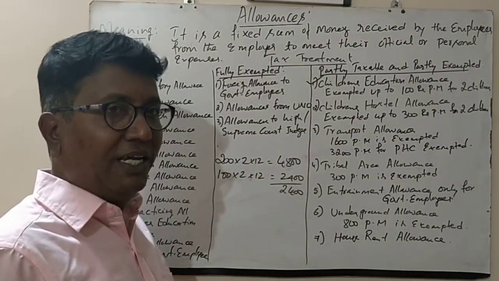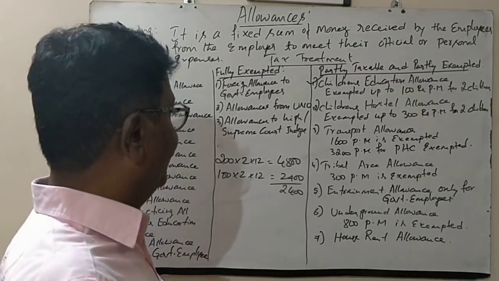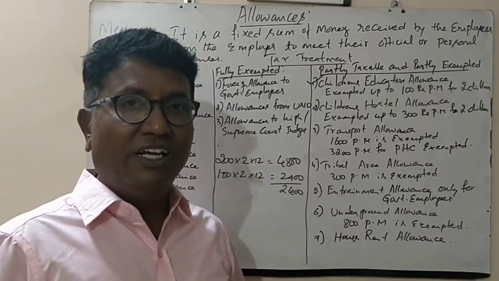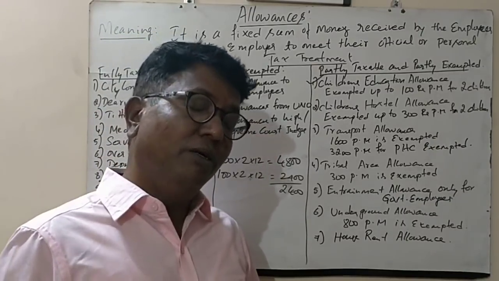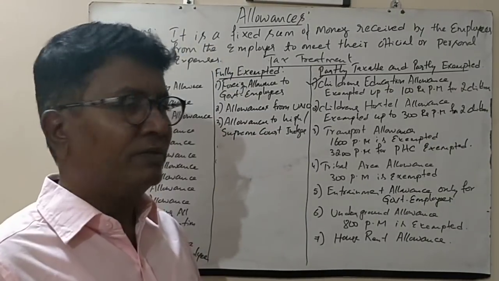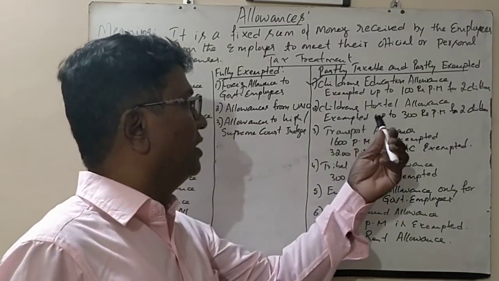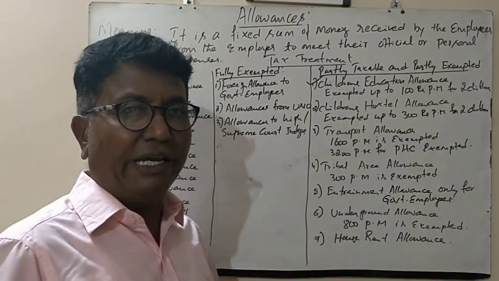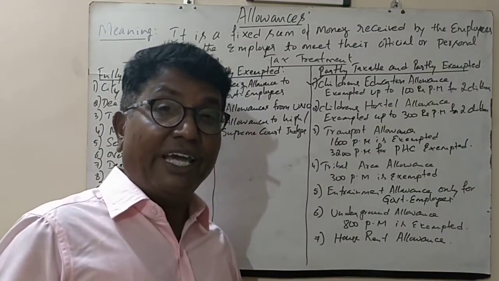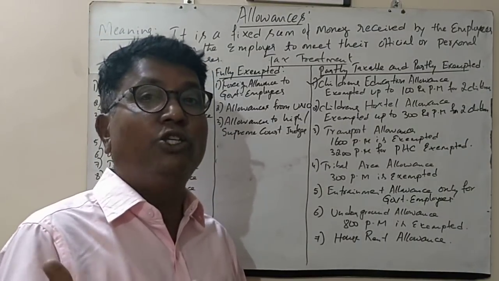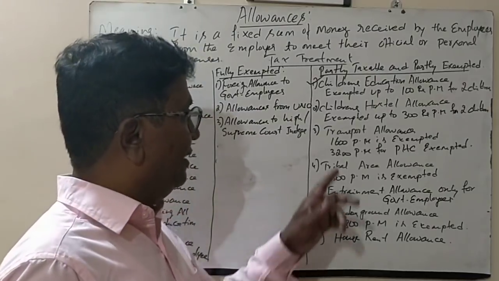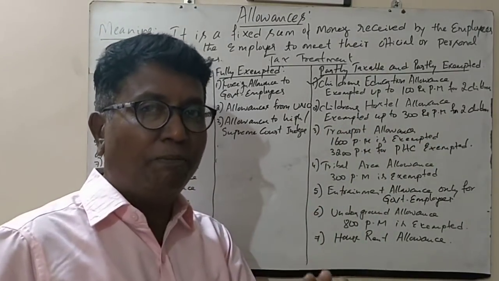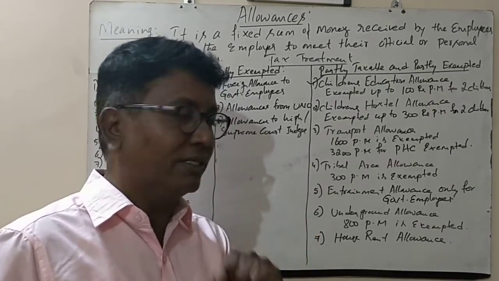Let us come to the children's hostel allowance. Hostel allowance means if my children are studying in a hostel and my company is giving my children's education expenses or education allowance. See, here the exempted limit is 300 rupees per month per child for a maximum of two children.